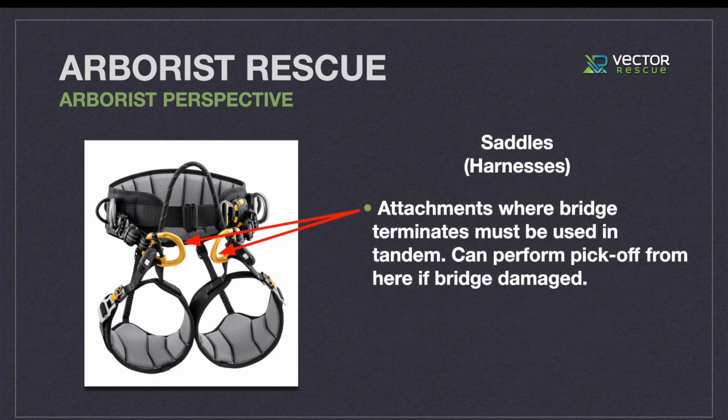A lot of saddles also have rings on the top of the leg loops where the bridge terminates. These also can be used for pickoff. A lot of arborists will use these for work positioning as well. Again, these are used in conjunction. We could make a bridge if the primary bridge was damaged with a short sewn loop of webbing or a bound or sewn loop prusik and 2 carabiners if we needed to create a secondary bridge for pickoffs.